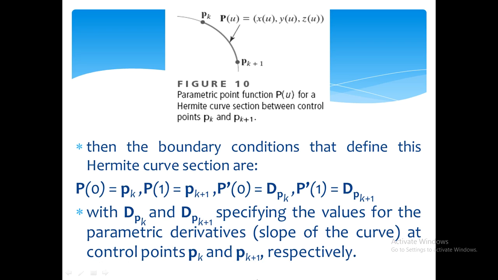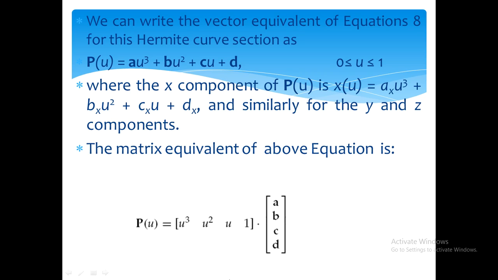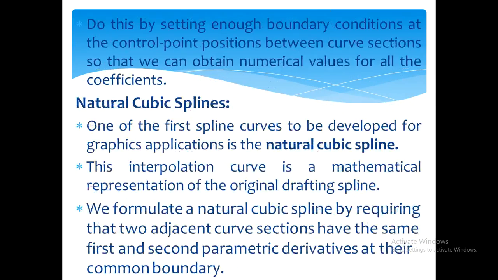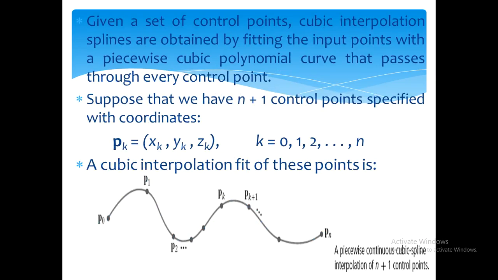That means those are tangent values. The slope of the curve will be specified by Dpk and Dpk+1 respectively at pk and pk+1. These boundary conditions define this Hermite curve, that is, every point has to satisfy these four parametric boundary conditions. Then we can write the vector equivalent of equation 8 for this Hermite curve section. Equation 8 is this.